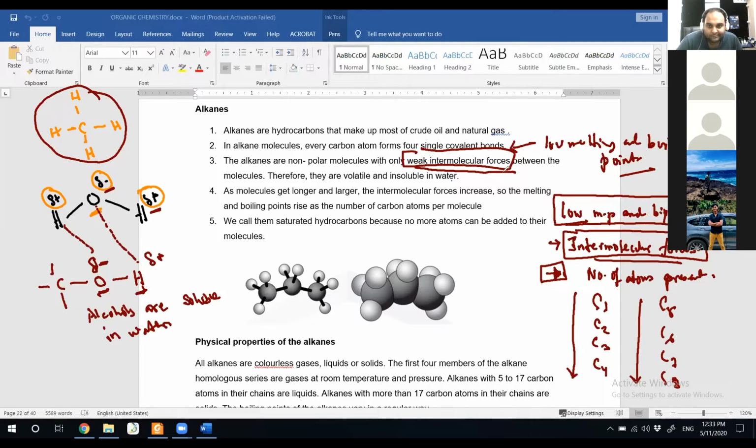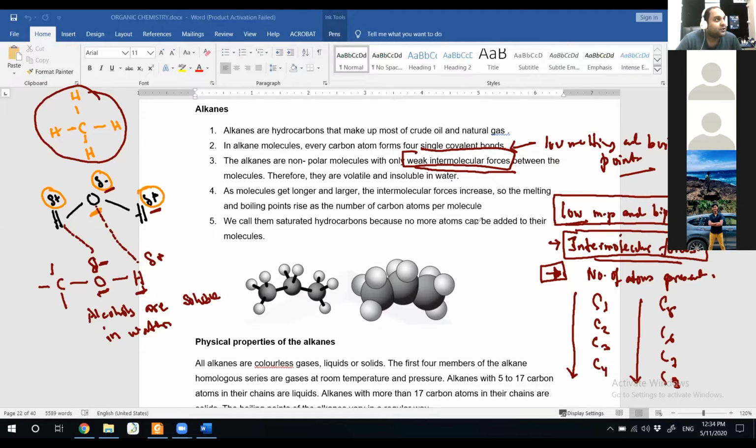As the number of carbon atoms increases, would melting and boiling point increase or decrease? Sir, increase. Why? Sir, the forces between the carbon atoms get stronger as the number of carbon atoms increases. Major conceptual problem.